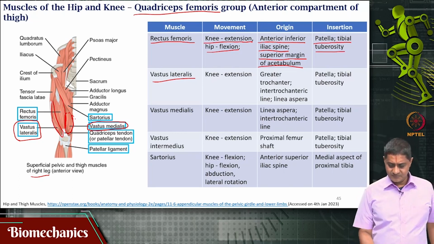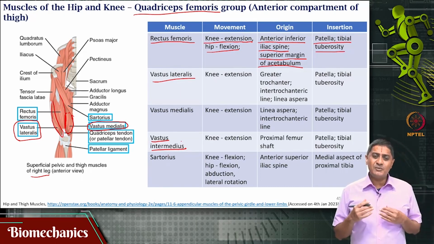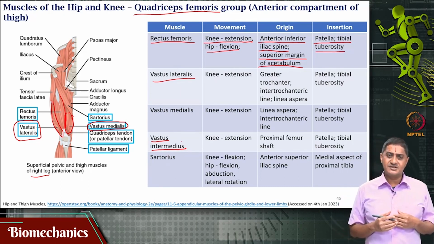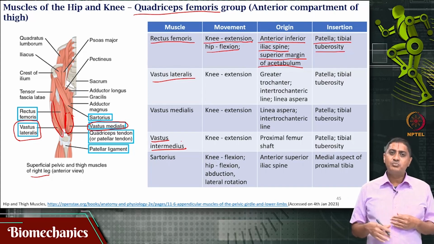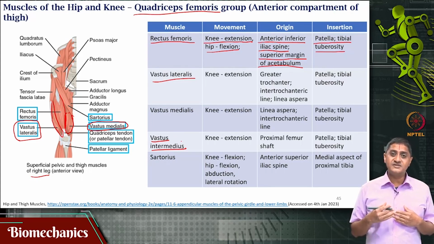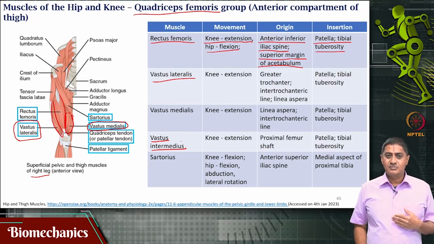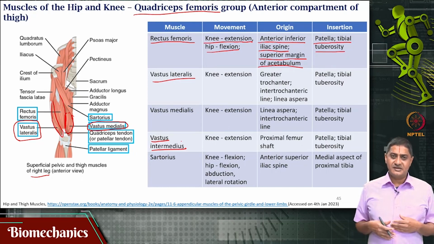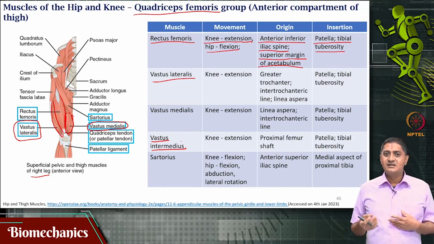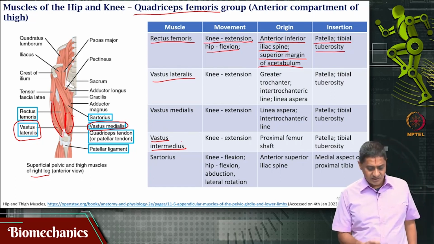Not seen in this picture is the vastus intermedius, which is found deep beneath the rectus femoris, that is posterior to the rectus femoris. Remember, rectus femoris is a superficial muscle that is on the most anterior side. So, that is the most prominent or visible muscle of the thigh on the front side. Below it, deeper to it, or more posterior to it is the vastus intermedius, not seen in this picture.